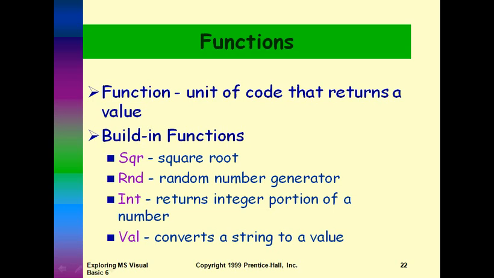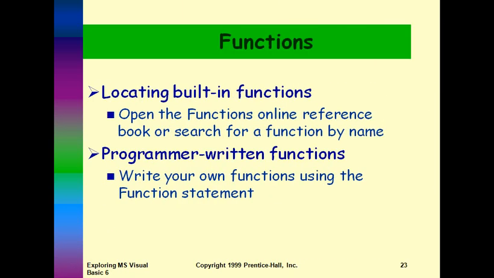The built-in functions within Visual Basic as a programming language, for example: SQR gets the square root of a given number; RND is a random number generator; Int returns the integer portion of a number; Val converts a string to a value. To locate a built-in function, open the functions online reference book or search for a function by name.